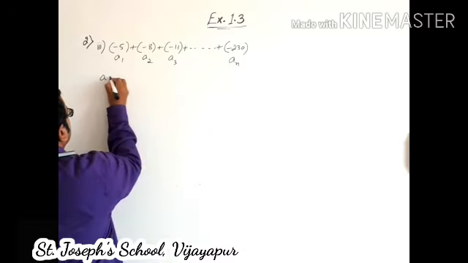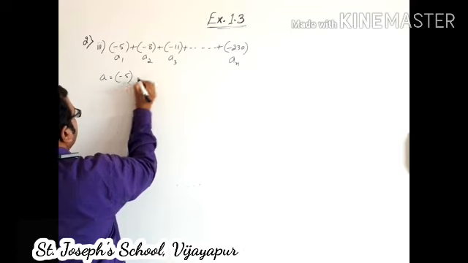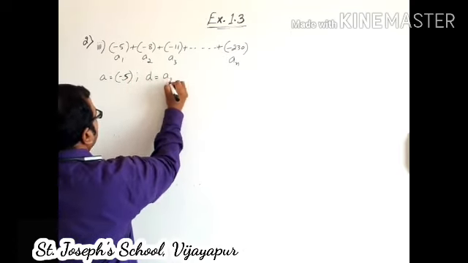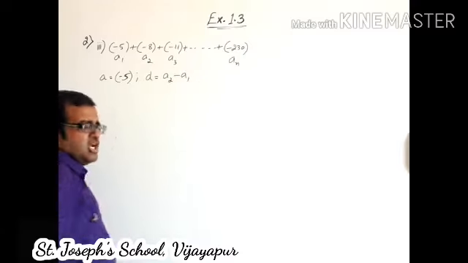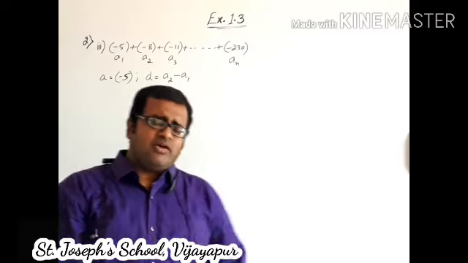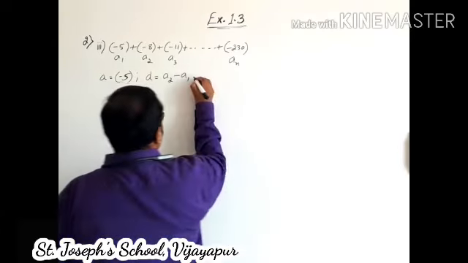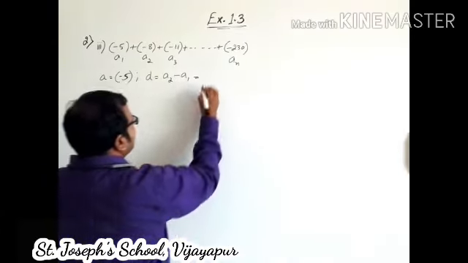Now, A is the first term, which is minus 5. Then we go to D. What is D? A2 minus A1. Not necessarily always A2 minus A1. You can find out A3 minus A2 also. Fine. So A2 minus A1. What is A2? It is minus 8.